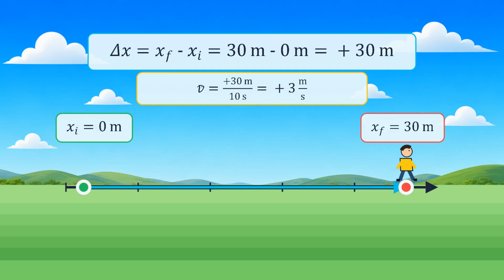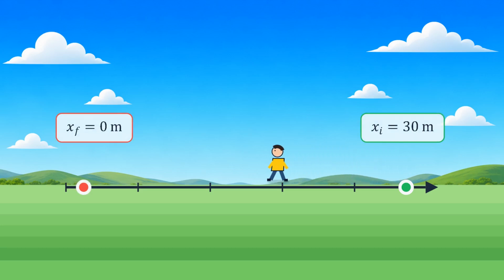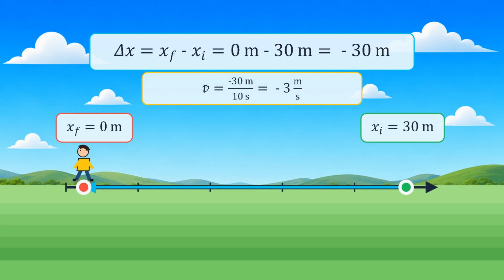This does not merely tell us how quickly distance accumulated. It says that, on average, the position changed by 3 meters in the positive direction during each second. Now reverse the trip. The person starts at xi equals 30 meters and reaches xf equals 0 meters after 10 seconds. The displacement is now 0 meters minus 30 meters, which equals negative 30 meters. Dividing by 10 seconds gives an average velocity of negative 3 meters per second.